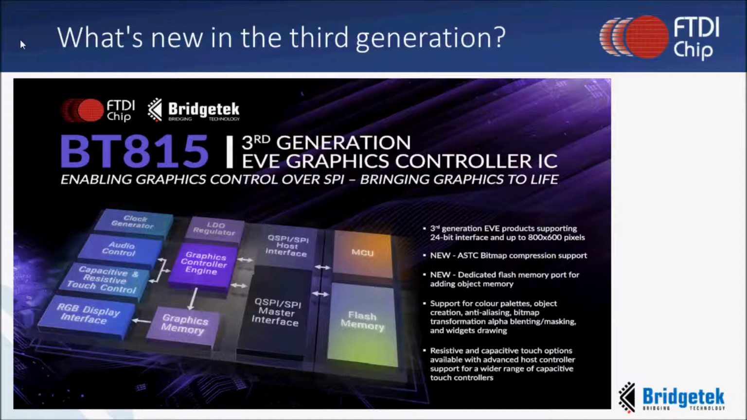So what's new in our third generation of Eve graphics controllers? Well, our third generation of graphics controllers retains all the features of previous Eve generations, whilst including new support for ASTC bitmap compression, but the main new feature is a dedicated flash memory port for adding object memory. This can be used to offload graphics elements which do not fit in the traditional GRAM included on the IC. We also include new support for Unicode fonts.